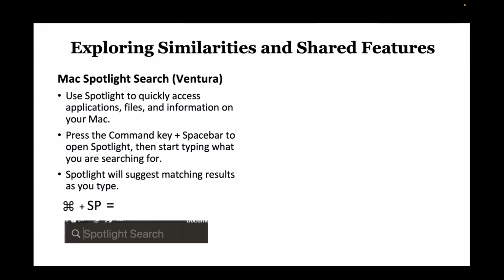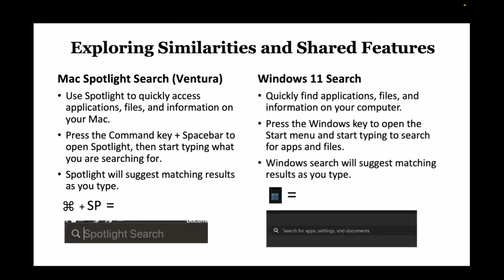In Windows, you can quickly find application files and information on your computer. You do so by pressing the Windows key to open the Start menu and start typing to search for apps and files. And like the Mac, the Windows search will suggest matching results as you type.